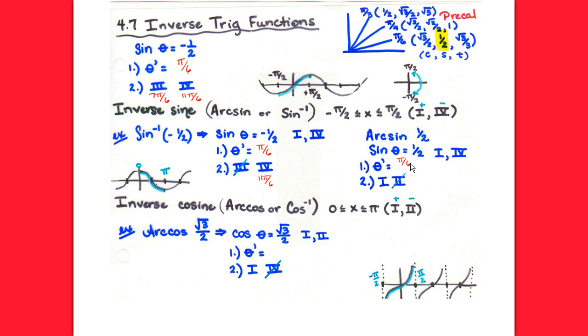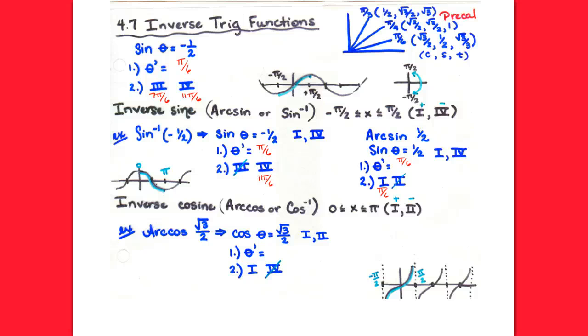Typically, when I did these problems before, I would have said, where is sine positive? Well, it's positive in the first and the second quadrant, and I would have had to give both of those answers, a first quadrant answer and a second quadrant answer. Because inverse sine is only valid in the first and the fourth, I'm only going to give the first quadrant answer. I'm going to throw the second quadrant out the window and cut my work in half. So I'll just give the first quadrant answer of pi over 6.